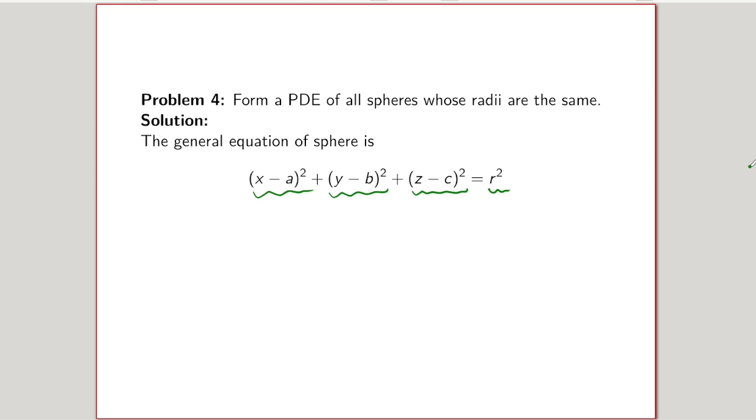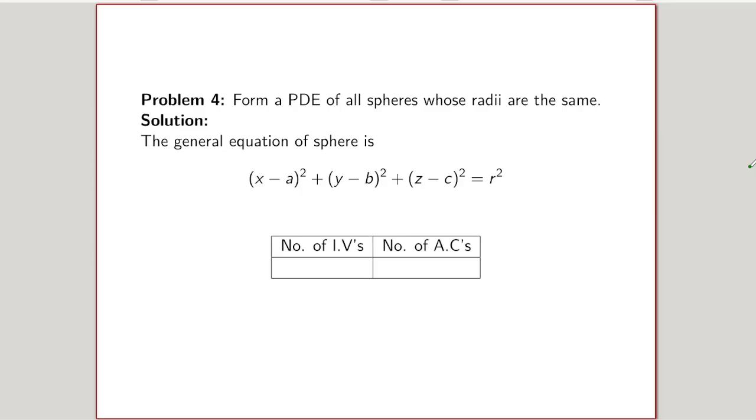Since all the radii are the same, we are going to consider this r as a constant. That means it will be a fixed value in this problem, like 1 or 2 or 3. This radius will be fixed, say 1, and the center can vary. So a will be an arbitrary constant, b will be an arbitrary constant, and c will be an arbitrary constant.